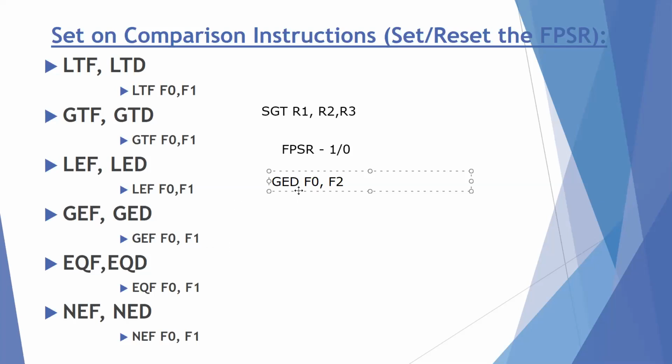Next is equal to floating and then is equal to double. Do I need to explain this? I don't think so. I think I can move ahead now. Equal to floating will definitely compare the two floating point registers. If they are equal in their value, FPSR is set to 1, else it is reset to 0. Equal to double will consider the two registers as pairs now. What if I write equal to double, F0 comma F1.